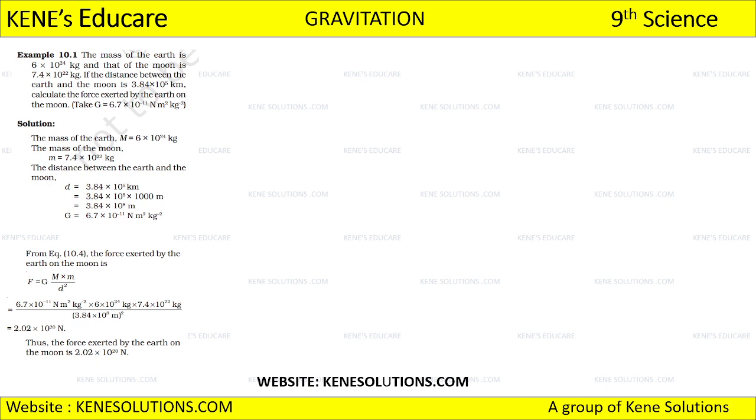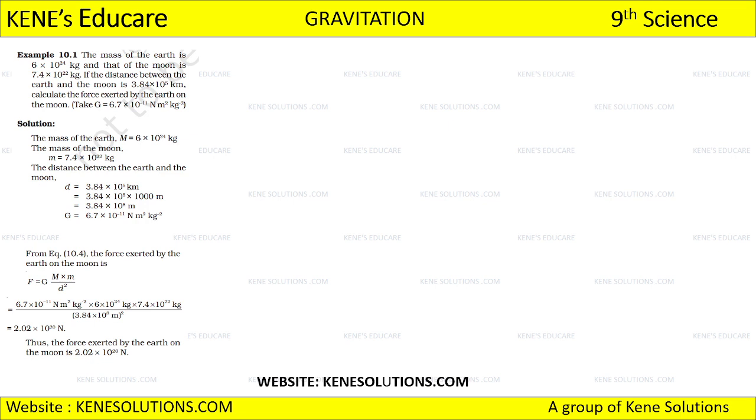See, the mass of the earth is 6 into 10 raised to 24 kg, and that of the moon is 7.4 into 10 raised to 22 kg. So over here they have provided us with the mass of the earth and the mass of the moon, and there's a difference in both the masses, right? If the distance between the earth and the moon is 3.84 into 10 raised to 5 kilometer, calculate the force exerted by the earth on the moon.